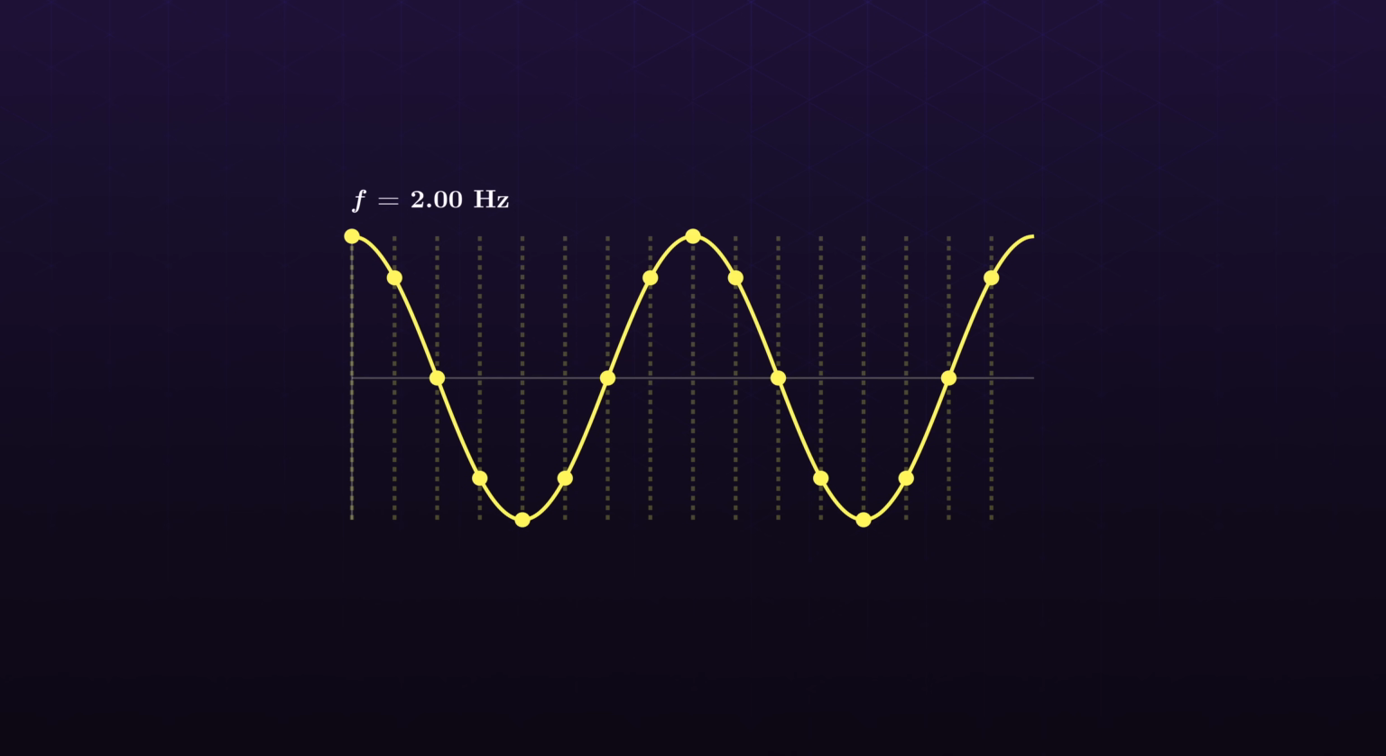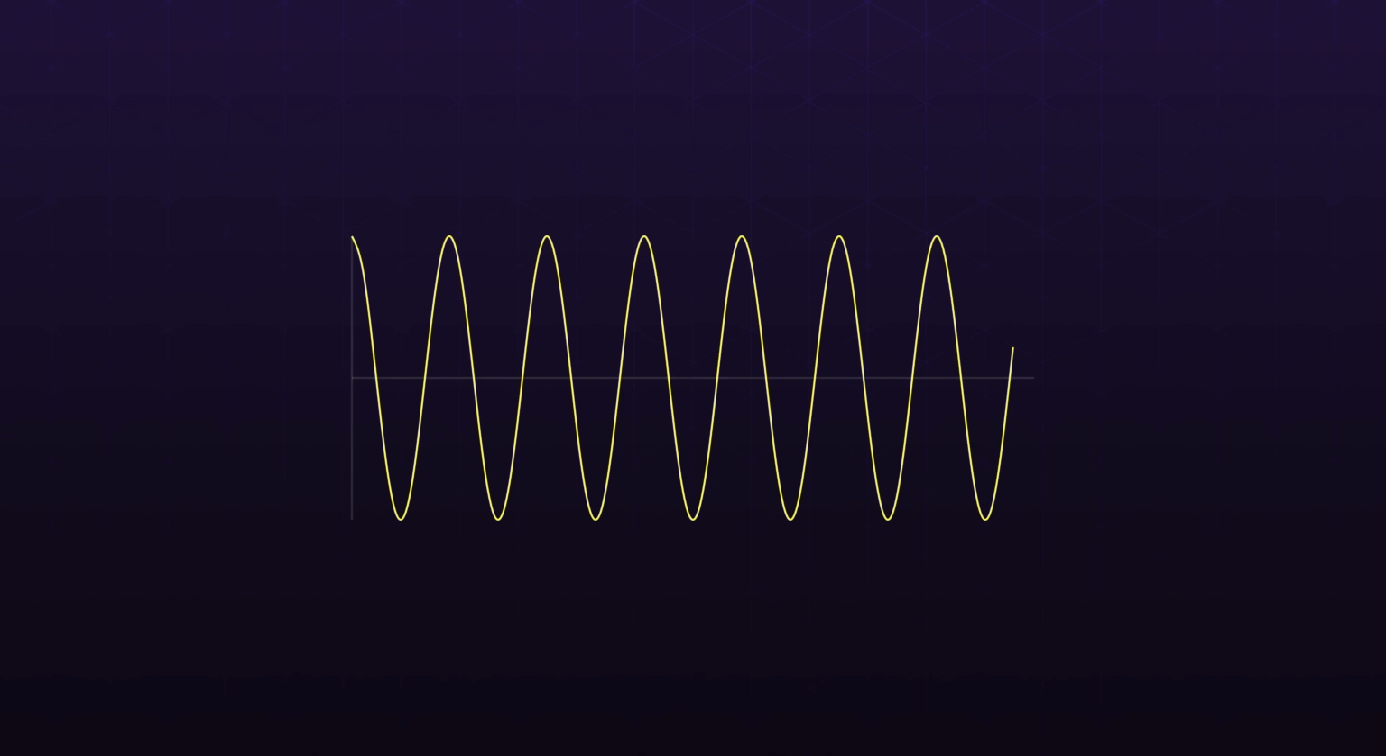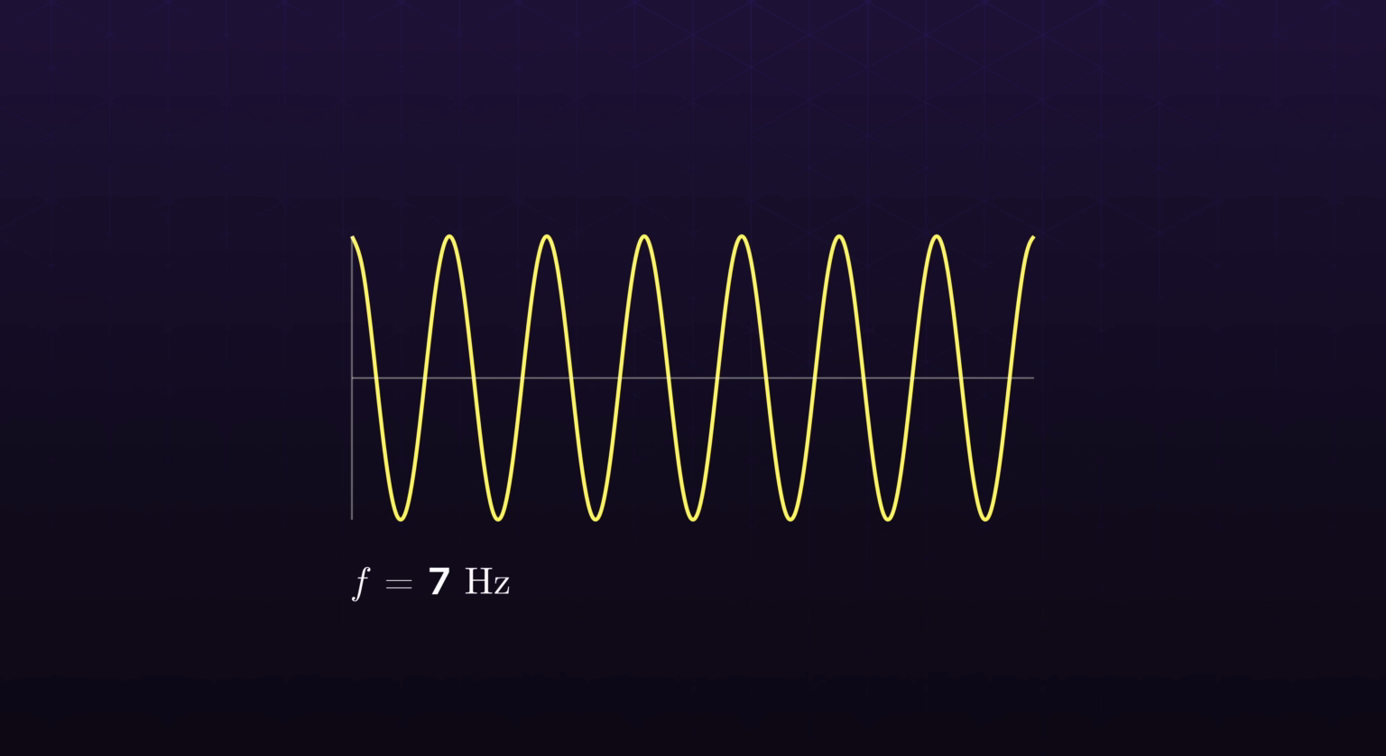The most common sampling scheme is to uniformly sample these signals to get a sequence of points that represent the original continuous signal. But there's a lot of nuance involved in sampling continuous signals. Here's a fun thought experiment. Let's say I give you a cosine wave with frequency 7 cycles per second, or 7 Hz. How many points do you think we need to accurately capture this signal?